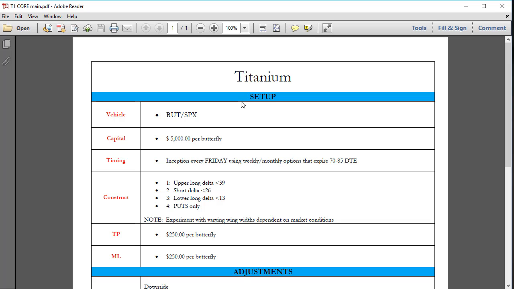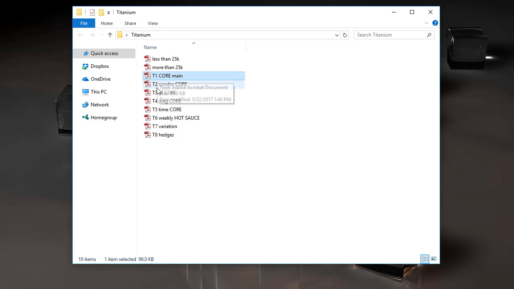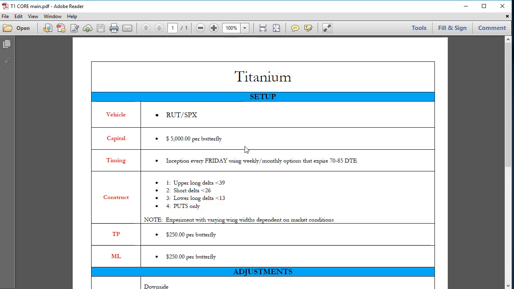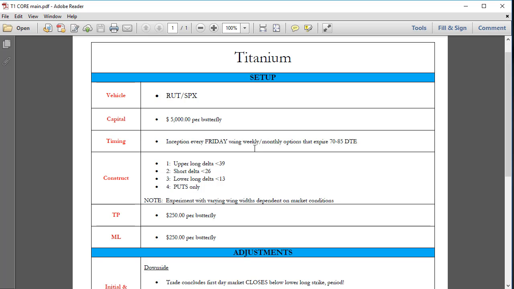And so in this particular T1 core, and I refer to these as T1, T2, T3, T4, T5, T6, T7, T8, I look at this as there being 8 pillars holding up my entire trading arsenal. This very first one, I think, is the most resilient. It's one of the most powerful. You can trade it one time a year, one time a month, or every couple of weeks. I put here that we'll trade it every Friday using either the weekly or the monthly options.